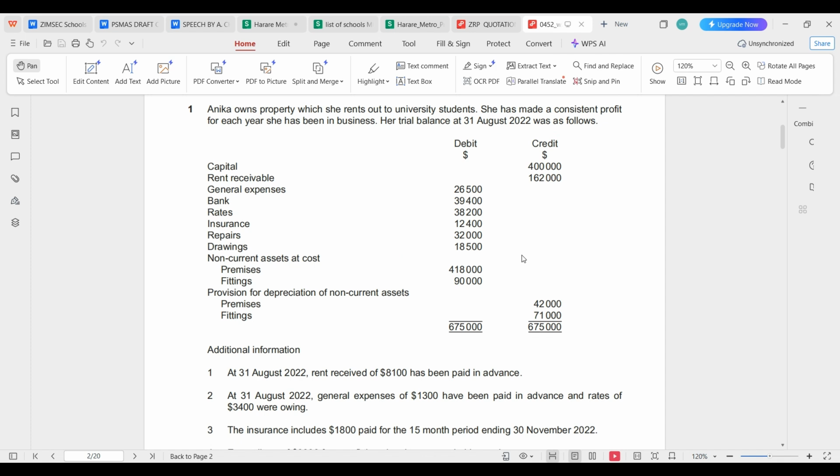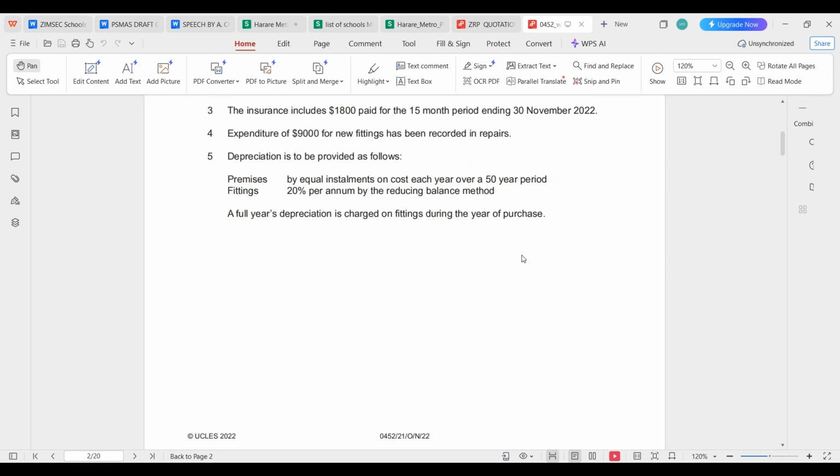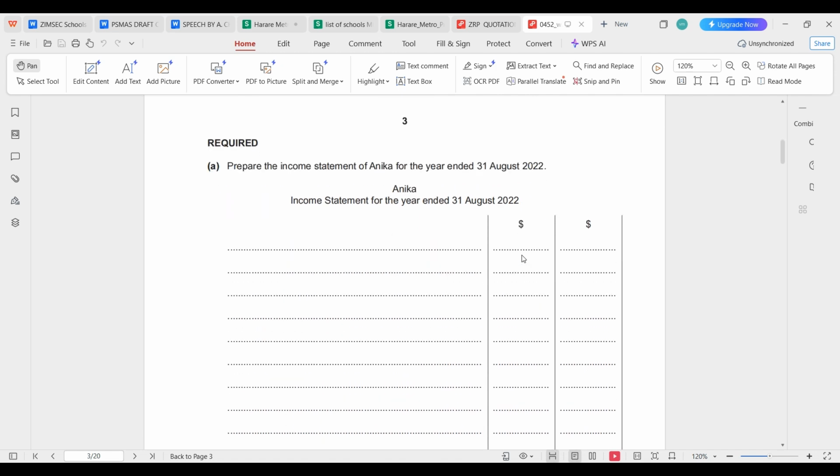So the income statement is very simple for this one. It is just your income less your expenditure. Like in this case, they wanted us to do the income statement for this business. That's what they wanted us to do here. So how are we going to do it?